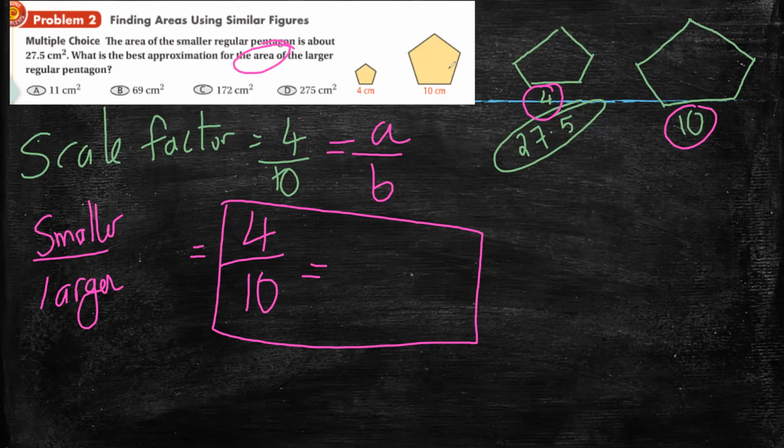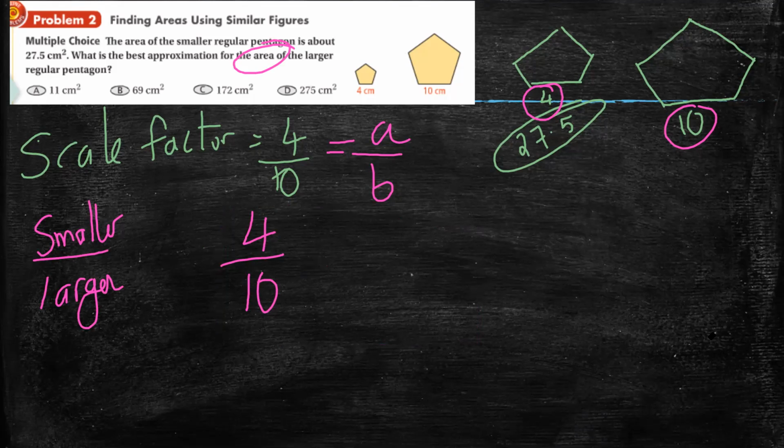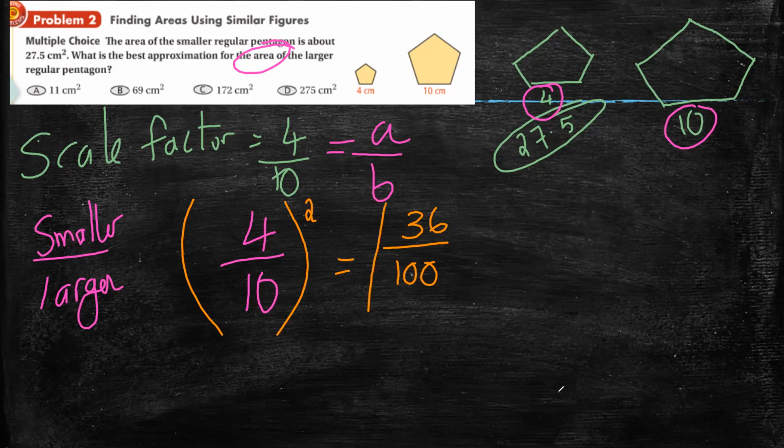So I want to use this scale factor for the area, so I square it. So this now, 16/100, is the ratio of the areas. So I find the scale factor, I square it. After I square it, 4 squared is 16, so now I get 16/100.